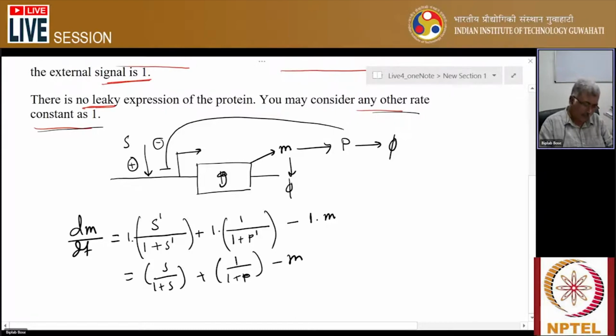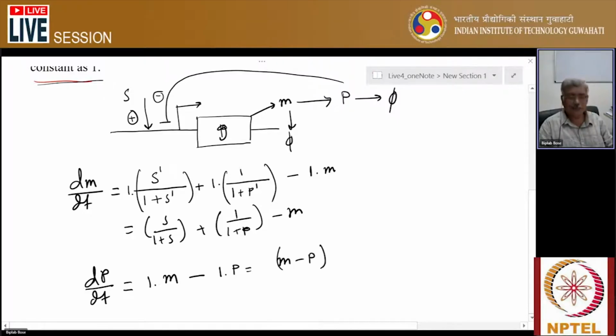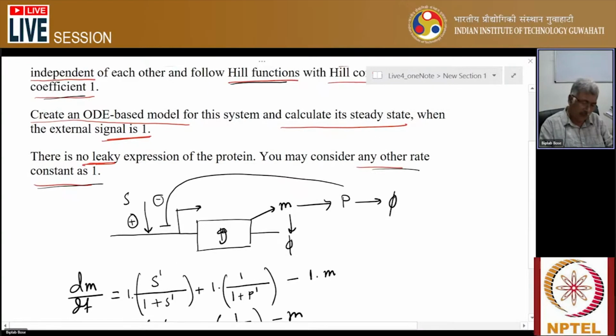Simple. So what will be my dP/dt for protein? Again, rate constant is 1 for translation into mRNA concentration, minus again a rate constant 1 I have considered because the question has said, otherwise I have to take another value, 1 into degradation, so concentration of the protein. This is M minus P, right? So the first part of the question is over. It has said create an ODE based model. This is my ODE based model.